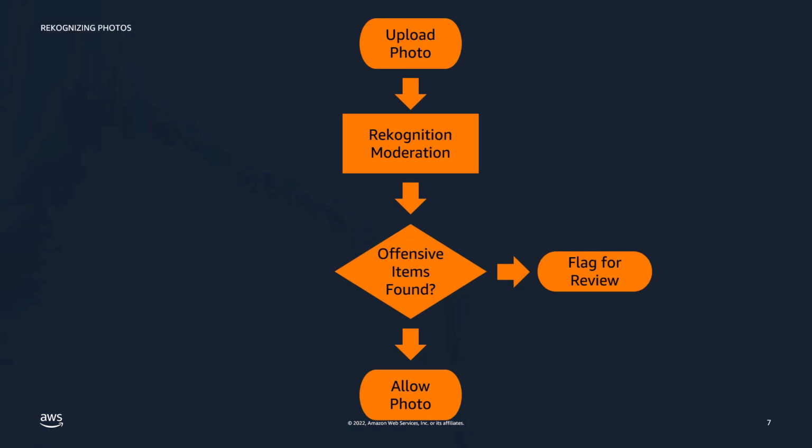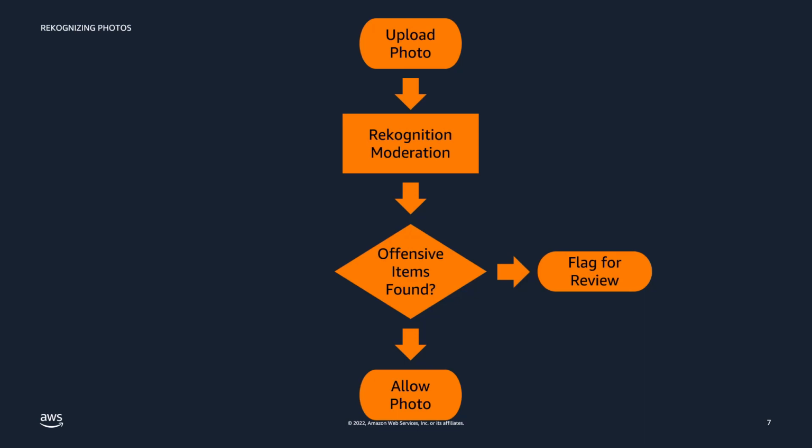So here's a flowchart of the basic use case. My users upload a photo. I then save the photo to Amazon S3. Once the photo has been saved, I'm going to call Amazon Rekognition and request photo moderation. Once we get the results back, we can make a decision about whether or not we want to allow the photo.